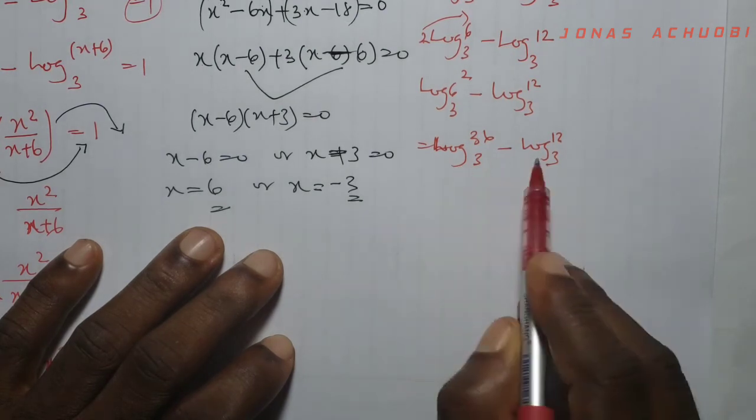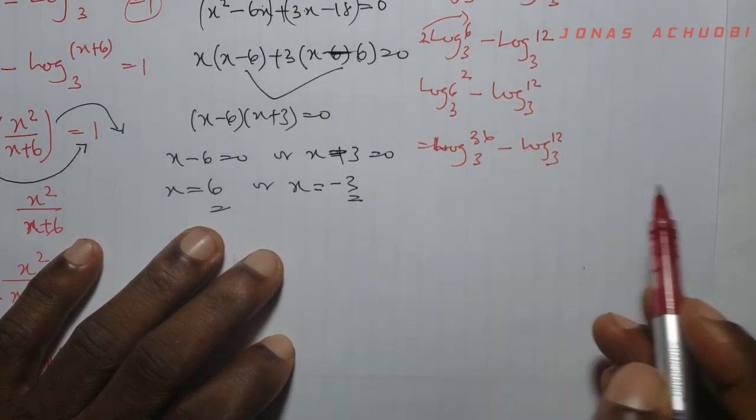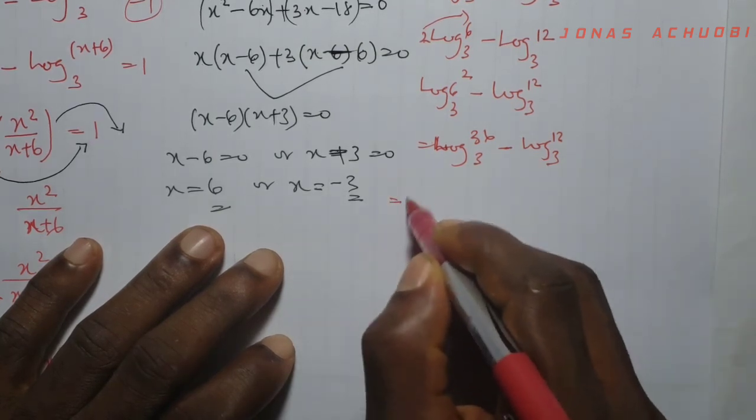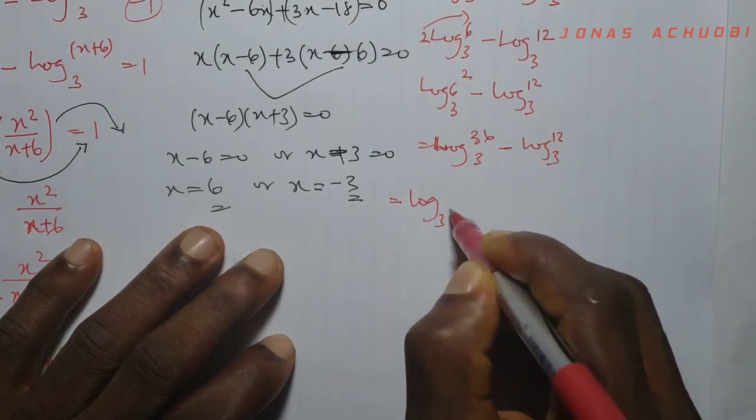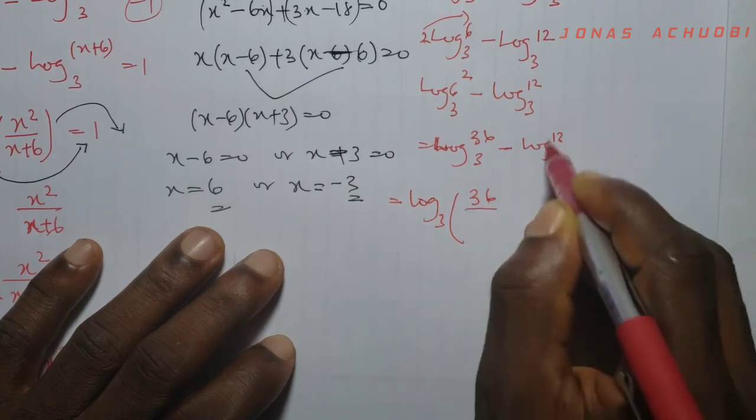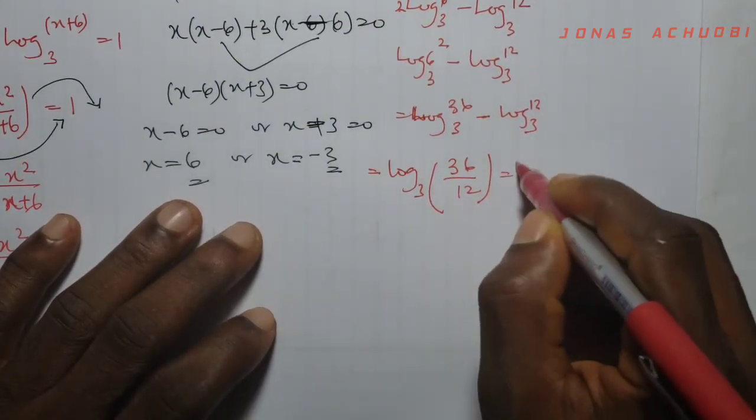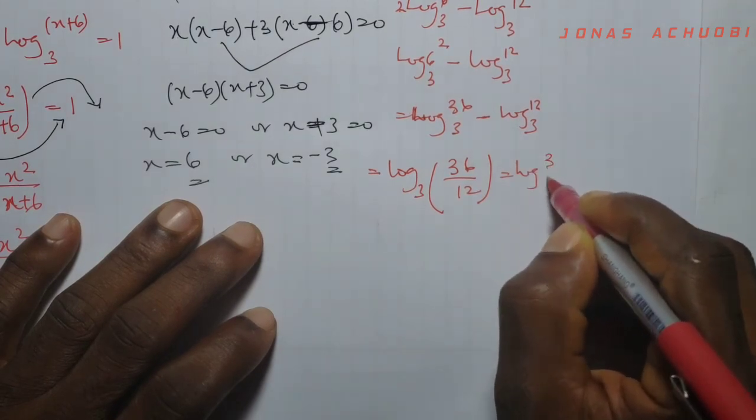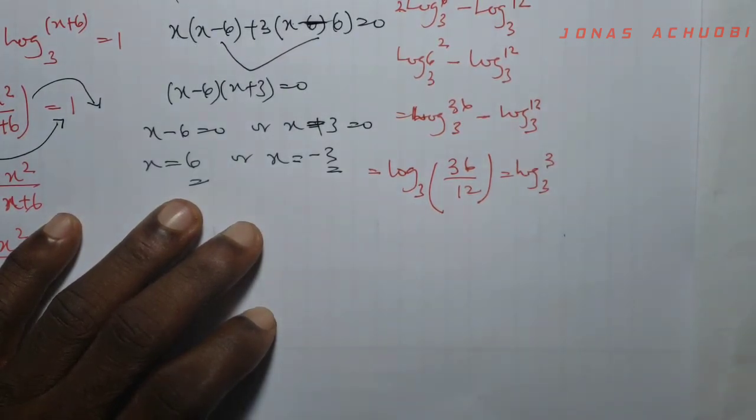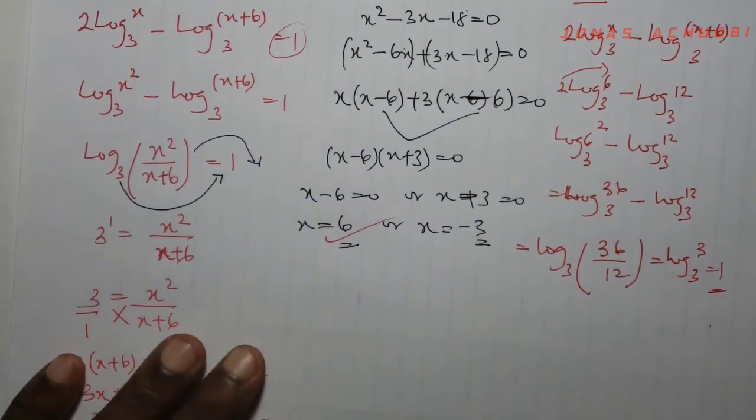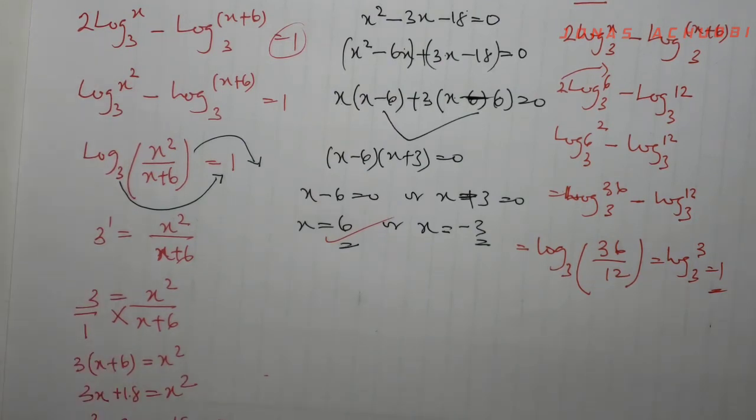Now I have same base, and I have minus in between them. So I can apply the second law. That becomes the log in base 3 of 36 divided by 12. 36 divided by 12 is 3. So that becomes the log of 3 in base 3. And once again, log to the same base is 1. So that tells us that x equal to 6 is indeed a solution to the given log equation.